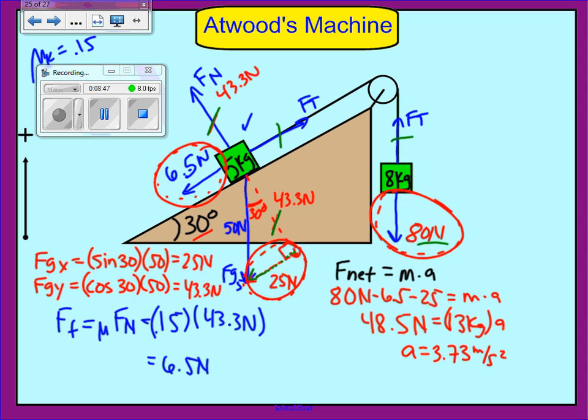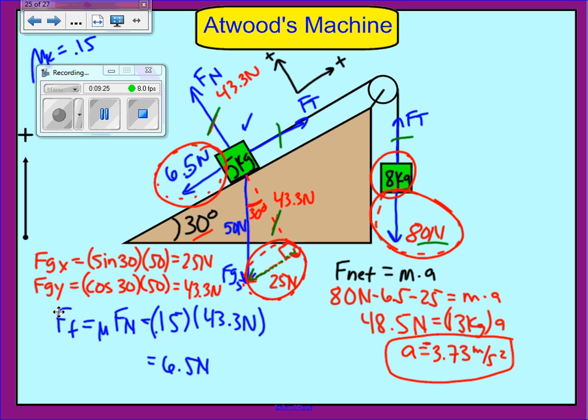Now, I didn't actually ask which block am I solving for, but let's assume it was asking to solve for the acceleration for the 8 kilogram block. If that was true, then it's going to be a negative 3.73 meters per second squared, and that's because down is negative. Once you analyze the 5 kilogram block, it's on a ramp, and so you have to imagine that you have a new axis just like that. So if I wanted to know the acceleration for the 5 kilogram block, it would be a positive 3.73 meters per second squared, since up the ramp would be positive.